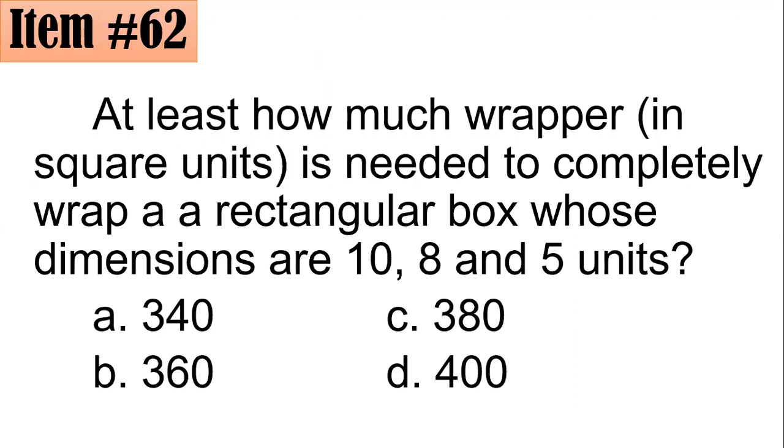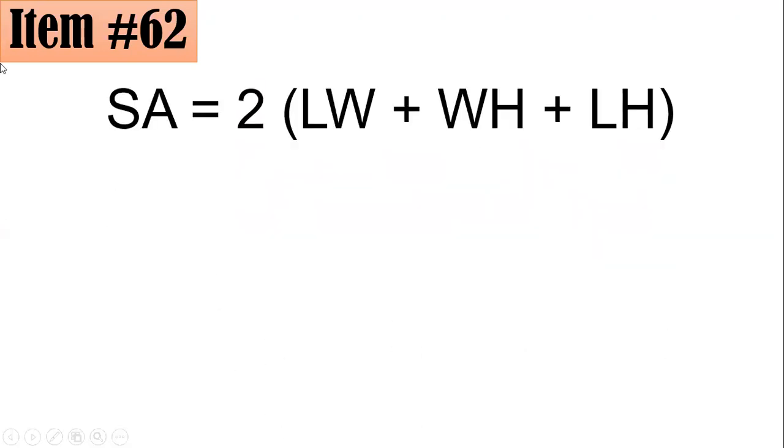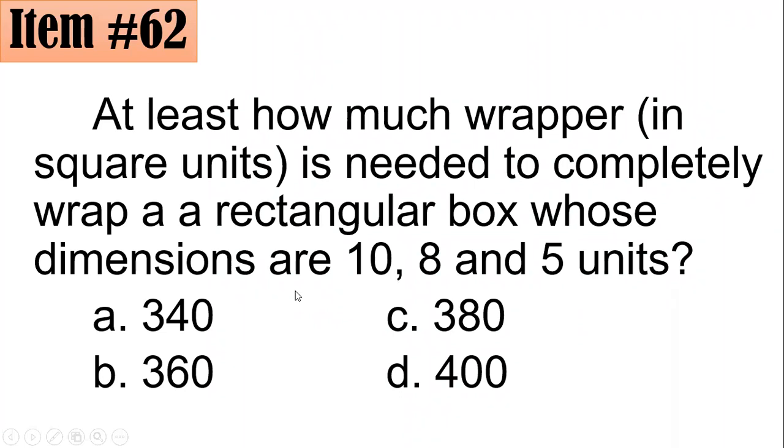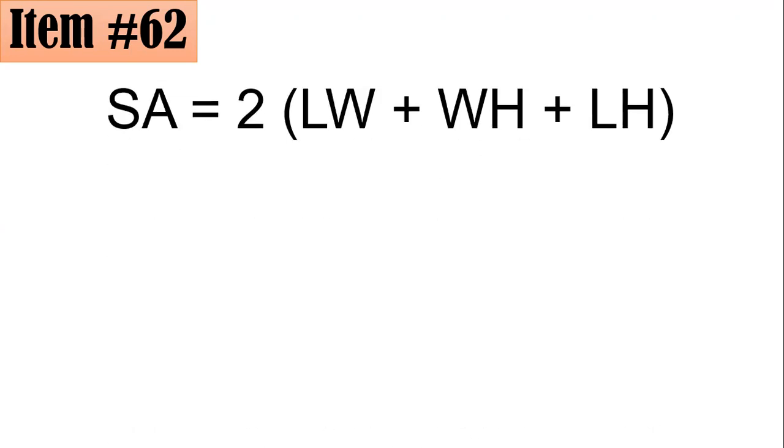To determine the surface area of a rectangular box or a rectangular prism, we actually use the formula SA equals 2 multiplied by LW plus WH plus LH, where L stands for the length, W stands for the width, and H stands for the height of your rectangular box. By the way, the order would not matter because they will give you the same surface area. So let's say, without loss of generality, 10 is your length, 8 is your width, and 5 is your height. So by substitution, tandaan nyo po, tatlo pong variables yan. You take them 2 at a time. LW, WH, LH. So you have to get all the pairs, multiply them, add them all, then multiply by 2 po.